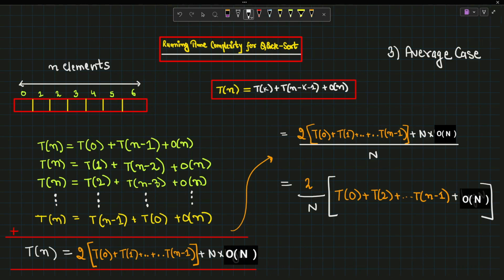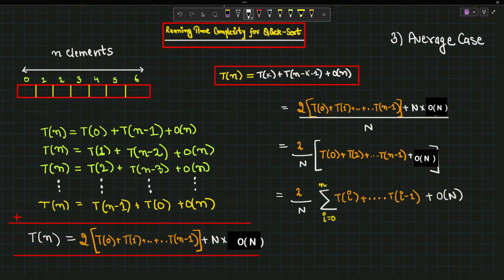Now we will form a general term for this series by adding a sigma function with variable i starting from 0 and ending at n. Inside it, we can write the function T of i, adding up to the function T of n-i-1, forming the same series written above, plus the time complexity for the partition algorithm. On further solving it, we get our answer as n times log n. So our running time complexity for the average case comes as theta of n log n.